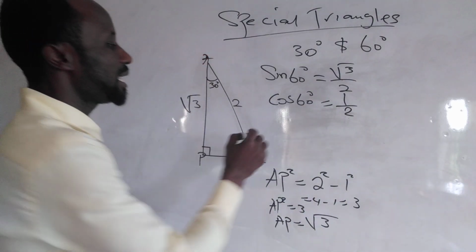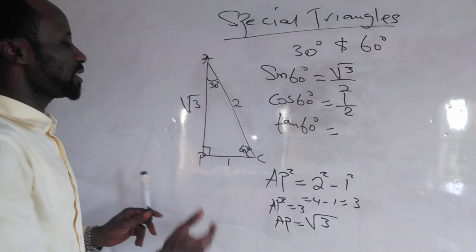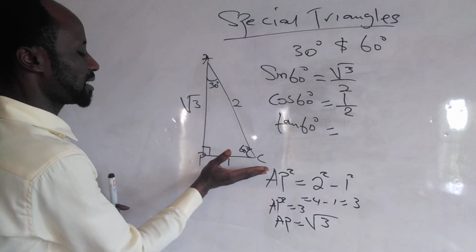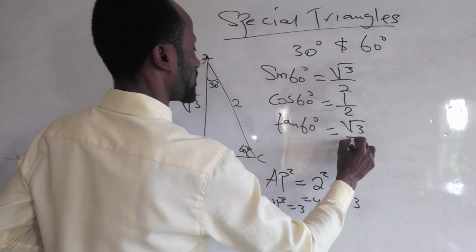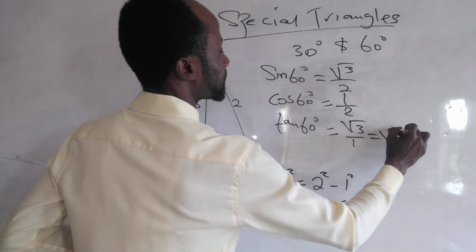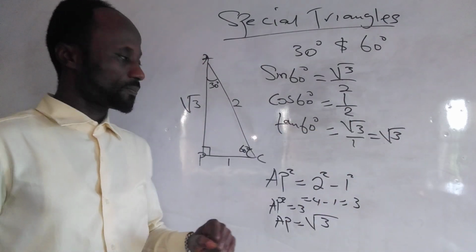Then if I want to obtain tan 60 degrees, what is tan? Tan is opposite all over adjacent. Opposite is root 3, adjacent is 1, so automatically tan 60 is root 3.